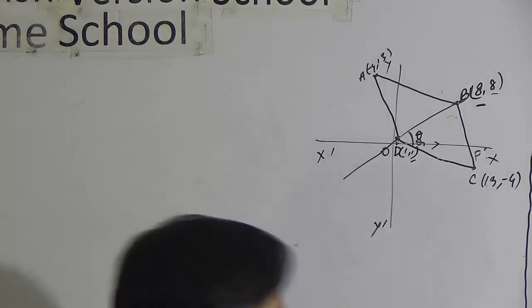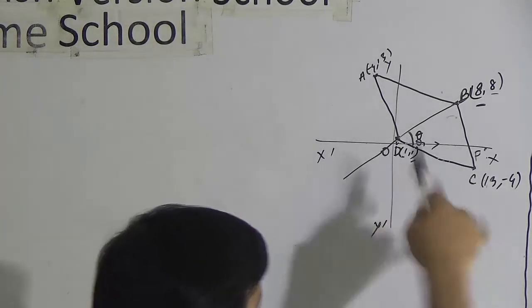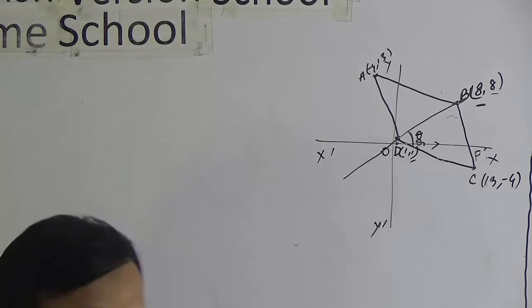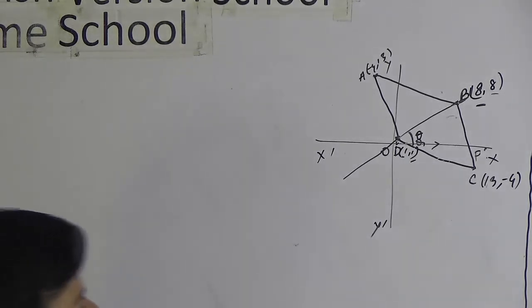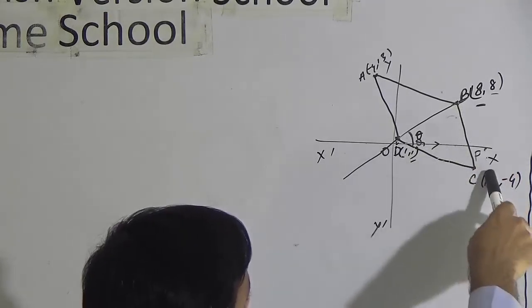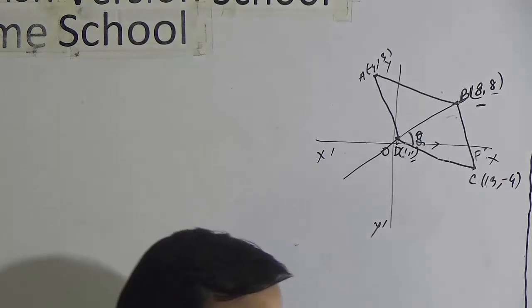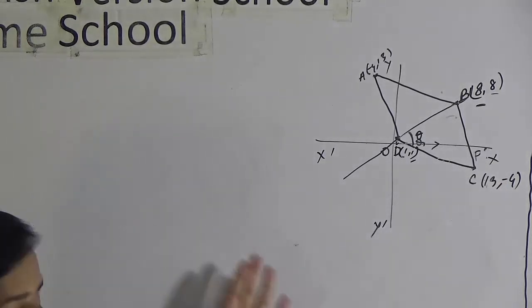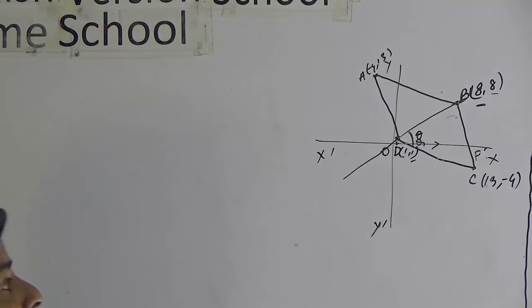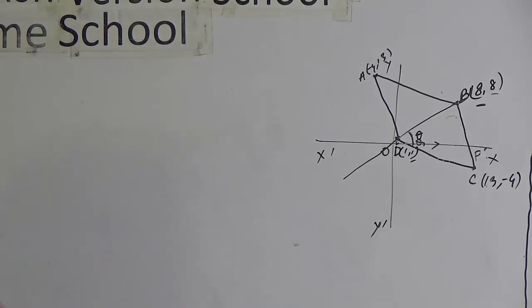To determine the area of this triangle, we need the points P and Q. How can we determine the points P and Q? At first we need to know the equation of the straight line BC and the equation of the straight line CD. So at first we have to determine the equations of these two straight lines. Then we can determine the points P and Q, and then we can determine the area. So I am going to solve question 3 now.